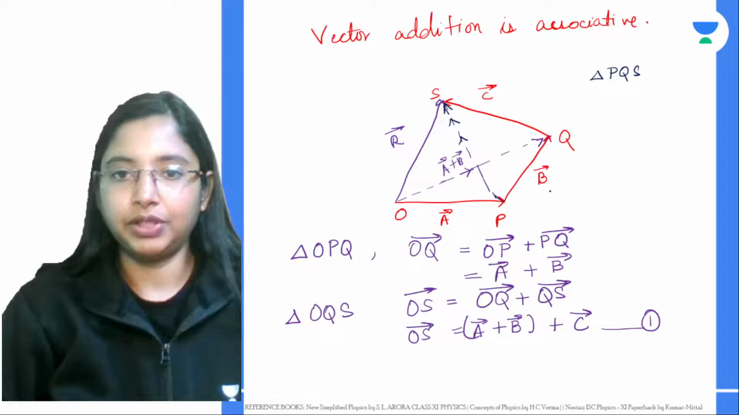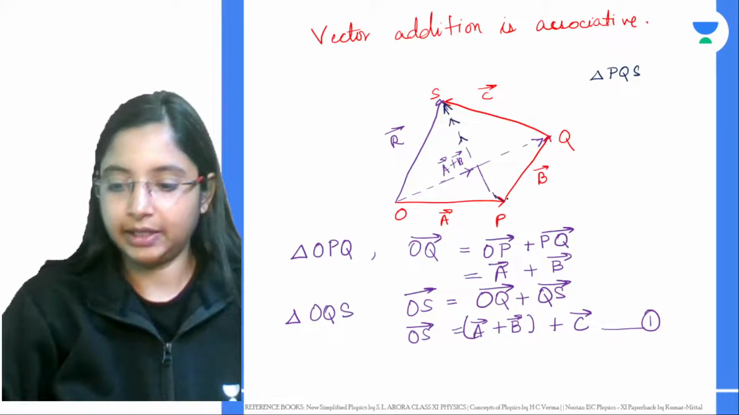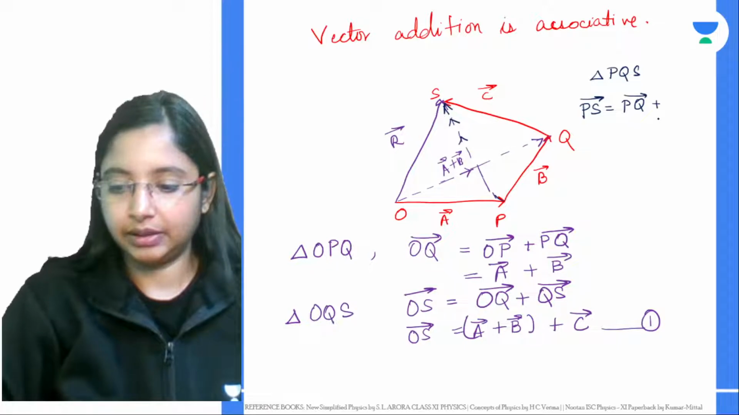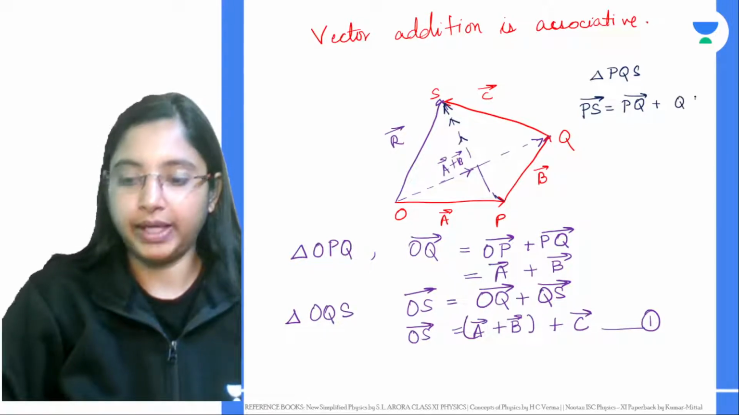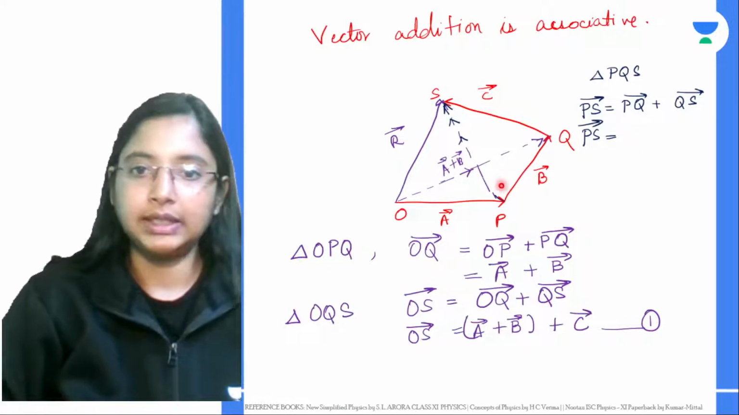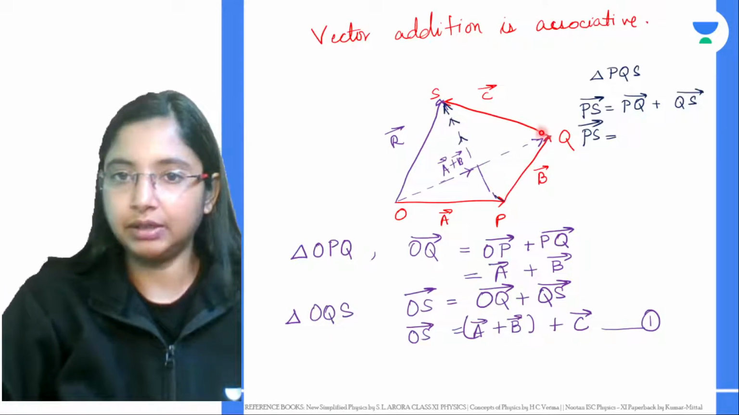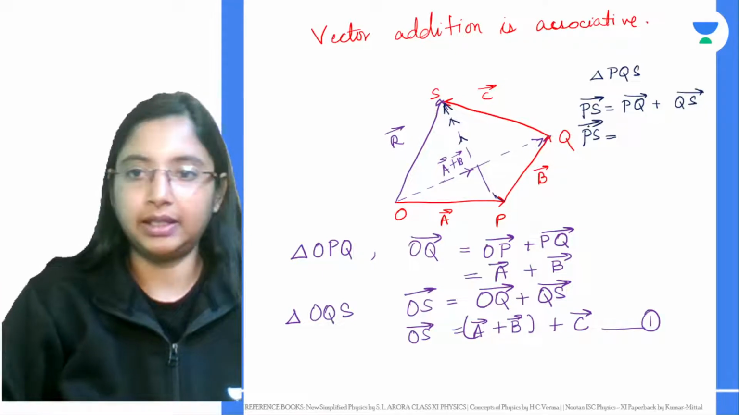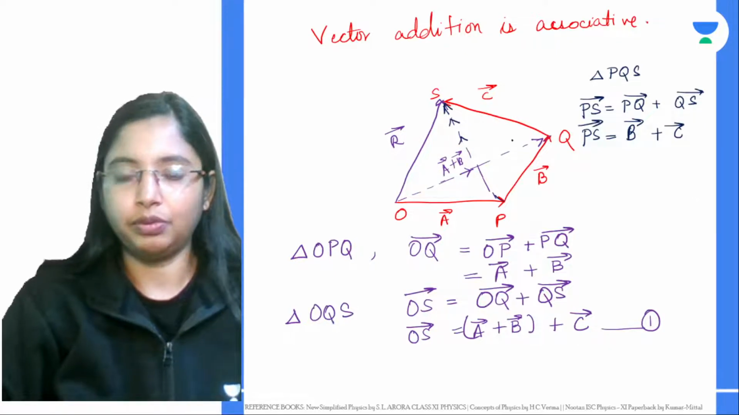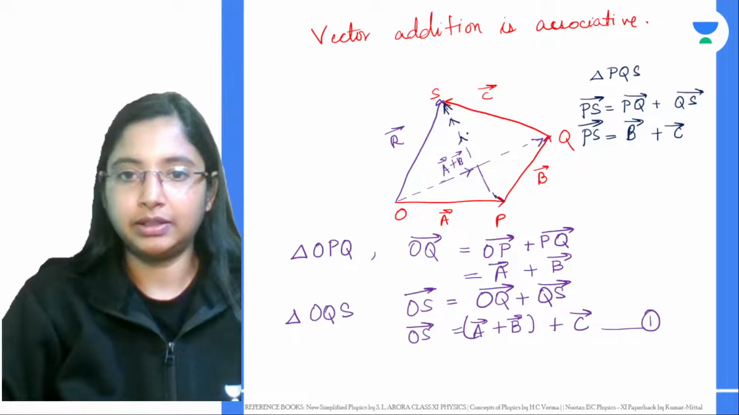Okay, so here if you see, the final side is what? The final side over here is PS, right. This PS vector is nothing but PQ vector plus QS vector. So the PS vector that I'm seeing, this vector over here, will be an addition of this vector plus this vector, right. Once this side is B vector, and the other side is C vector, right? So we have considered one thing. Now this side over here is basically B vector plus C vector, right?